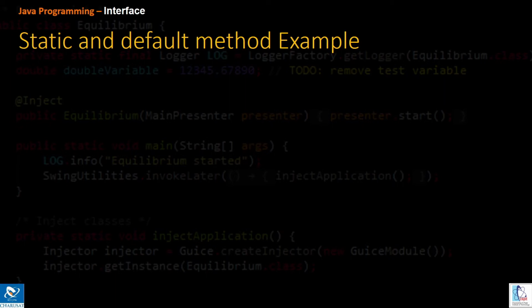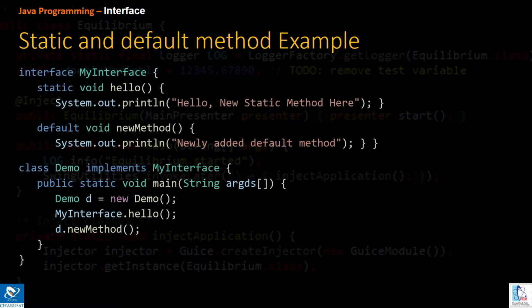As of Java 8 or JDK 8, an interface not only has abstract methods, it can have some implementation also, and that implementation can be provided with the help of static or default methods. Right. So let's see the example.